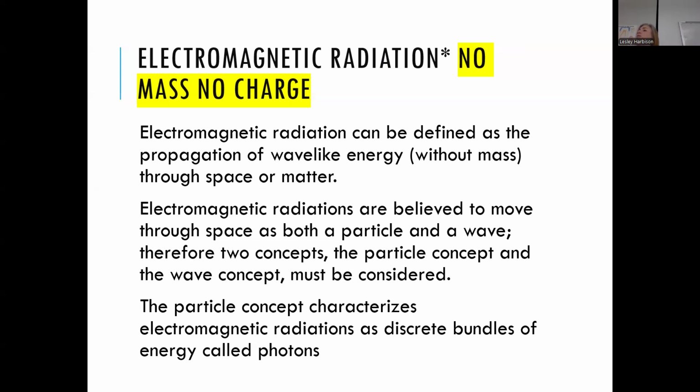Electromagnetic radiation is believed to move through space as both a particle and a wave. Two concepts. The particle concept characterizes electromagnetic radiation as discrete bundles of energy called photons. Sometimes this terminology is very easy to mix up. After those electrons have bombarded the tungsten target, they're no longer electrons. What we have now is X-ray photons. That's the little packet of energy, an X-ray photon.